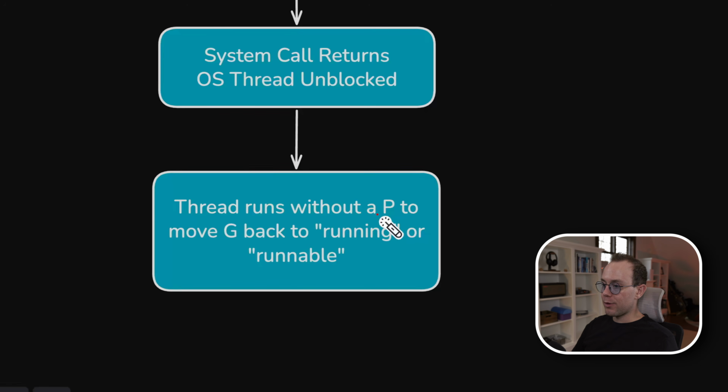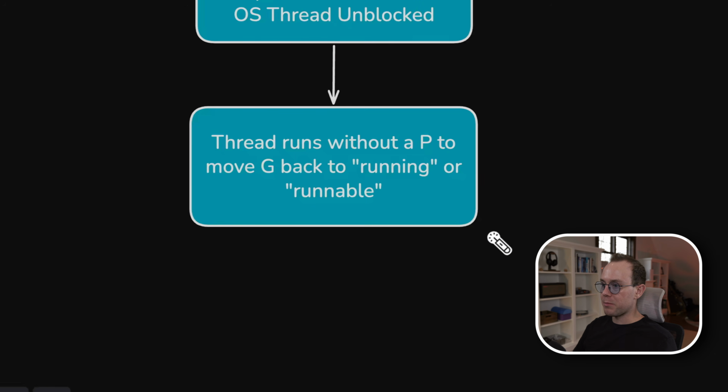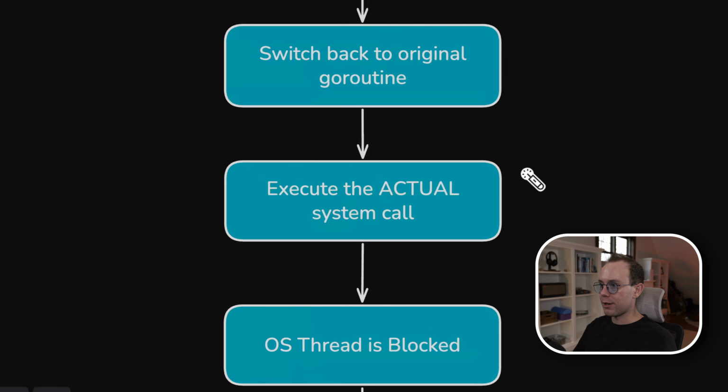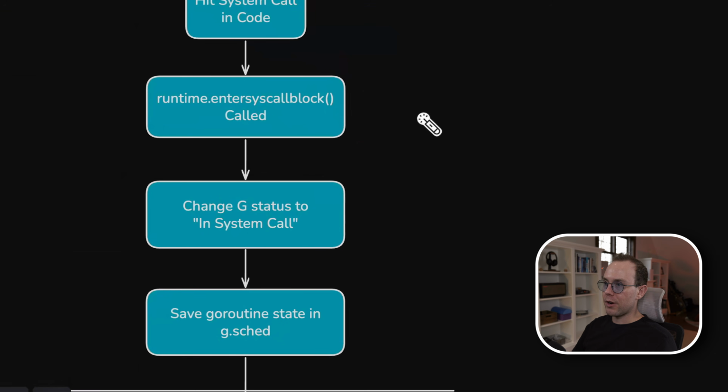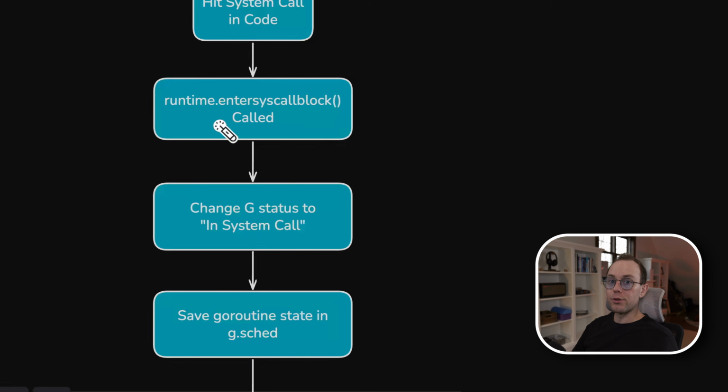And again, even though the P is not attached anymore, the runtime still needs to do some scheduling work, like changing G back to runnable, so this Goroutine actually gets picked up again. So there's a number of times where a Goroutine is executing without a P attached, but it's mostly just for one-off runtime scheduling stuff.